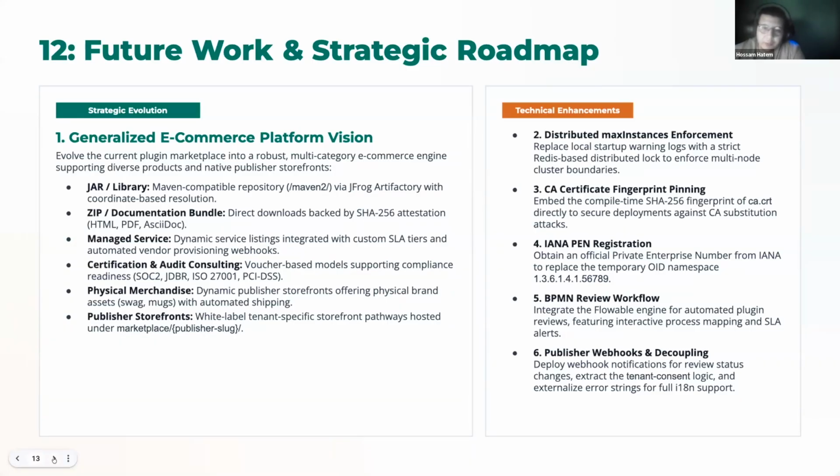On the technical roadmap, we plan to implement Redis-based distributed max instance enforcement across multi-node cluster boundaries, and runtime CA certificate fingerprint pinning to secure deployments against CA substitution. Official IANA private enterprise number registration, replacing the temporary OID namespaces. Maybe we will integrate one of the workflow engines for automated plugin reviews with SLA alerts and publisher webhooks, with externalized error strings for full i18n localization.